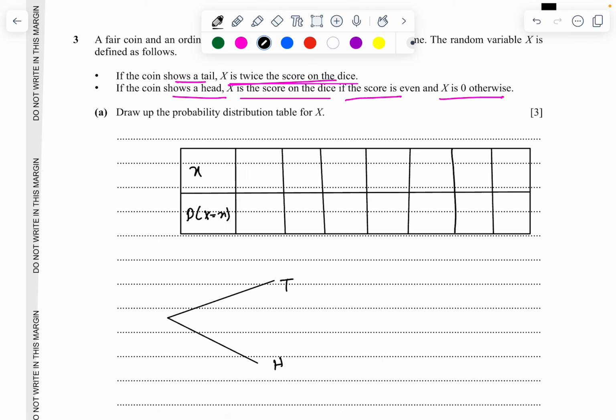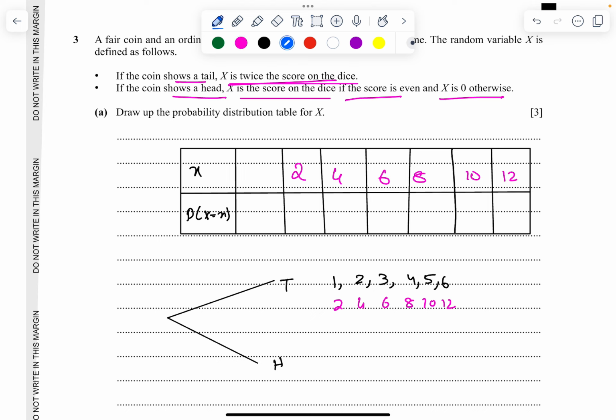Twice the score means nothing but what? 1, 2, 3, 4, 5, 6. Twice the score, it will become 2, 4, 6, 8, 10, 12. So it becomes 2, 4, 6, 8, 10, 12.